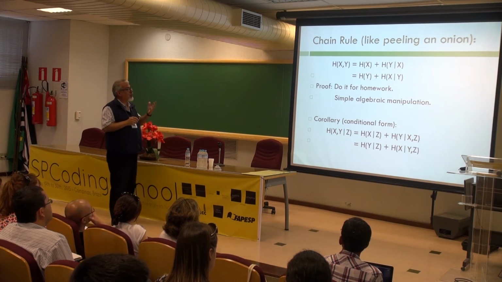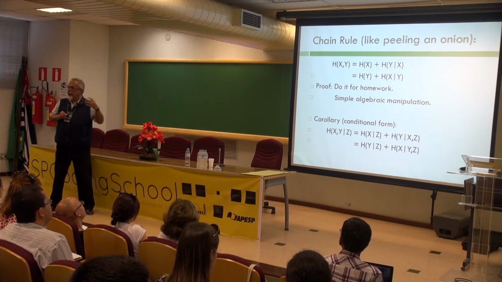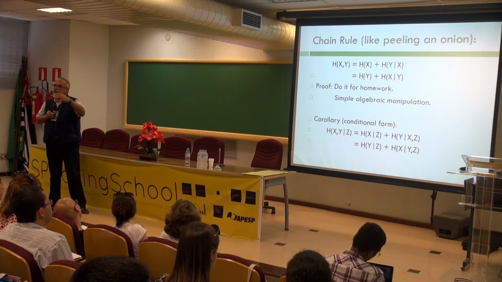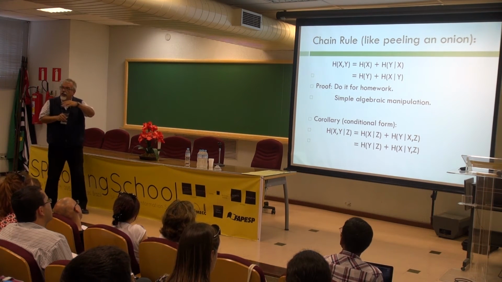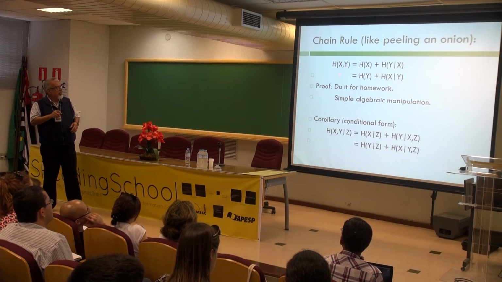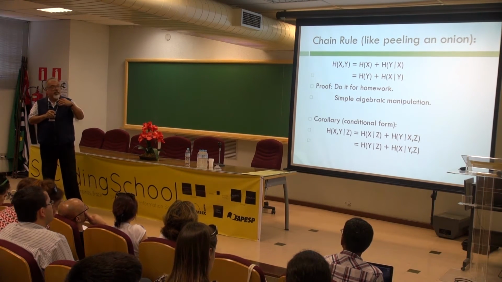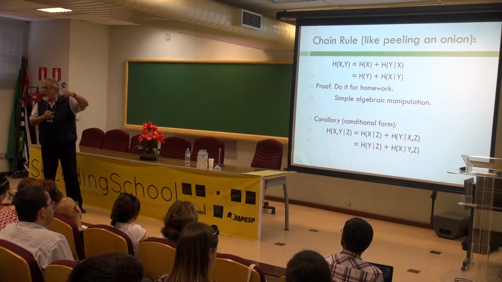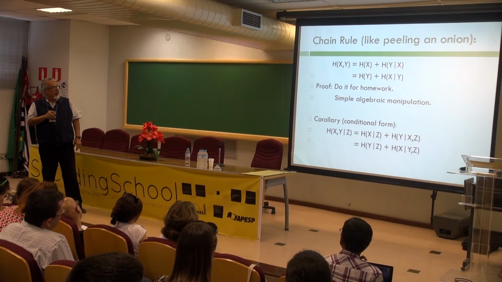And it also almost comes from the definitions. It's the chain rule. It's like peeling an onion. You remove the uncertainty layer by layer, okay? So you have, for example, here, the joint entropy of x and y can be written as the entropy of x plus the entropy of y once you already know x. So that's the conditional on x here.